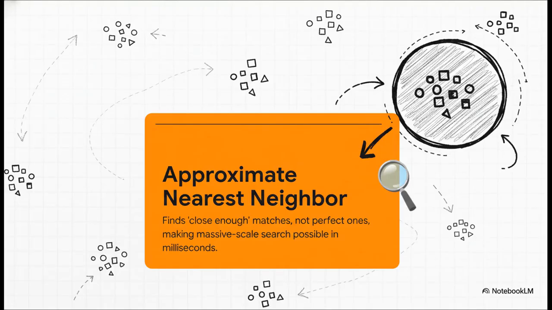The way they do this is with something called Approximate Nearest Neighbor search, or ANN. So instead of checking every single fingerprint in the entire library, which would take forever, ANN takes a really smart shortcut. It finds a match that's close enough. And you know what? For almost everything we need, close enough is perfect. That's the secret sauce that makes this lightning-fast semantic search a reality.